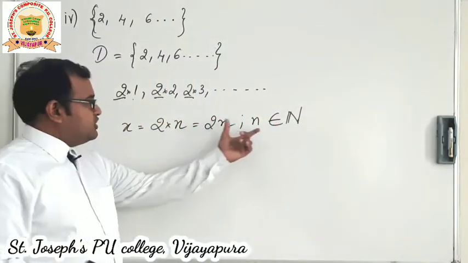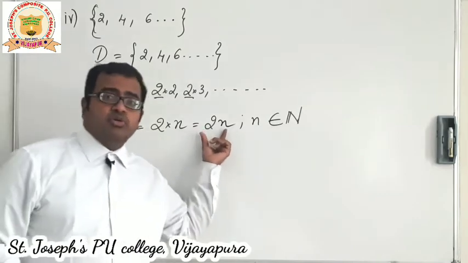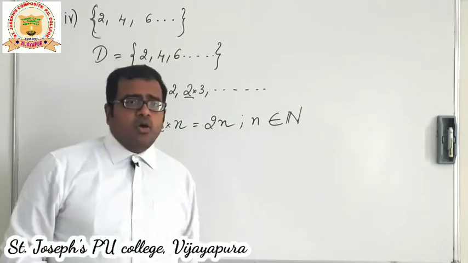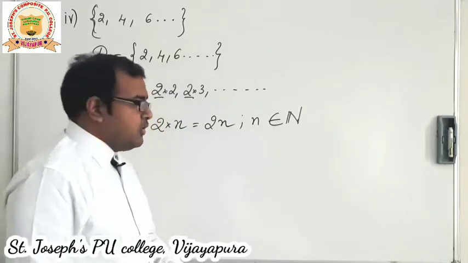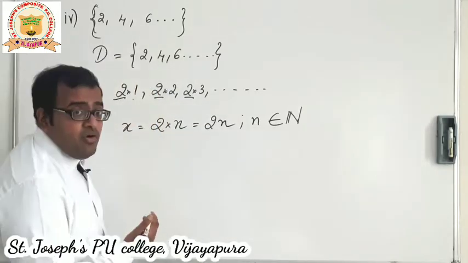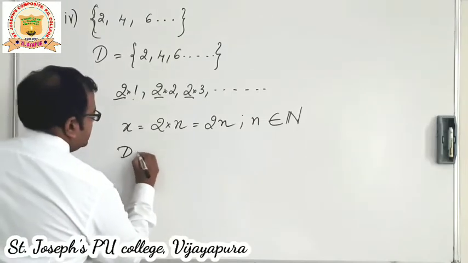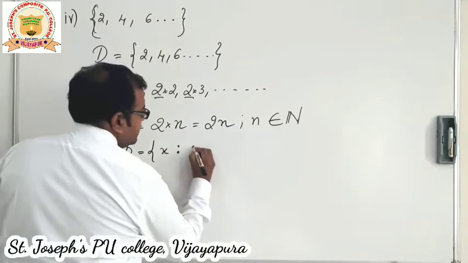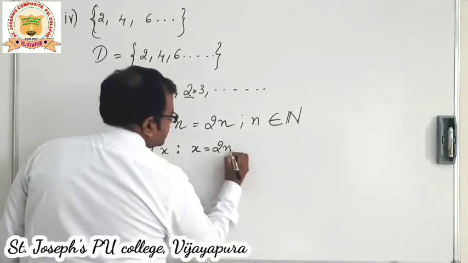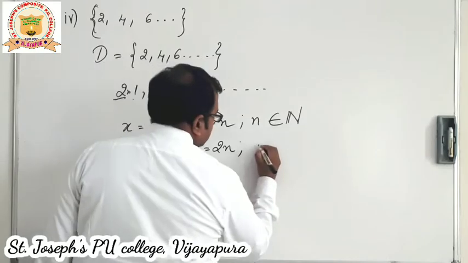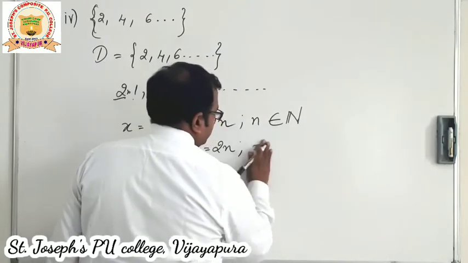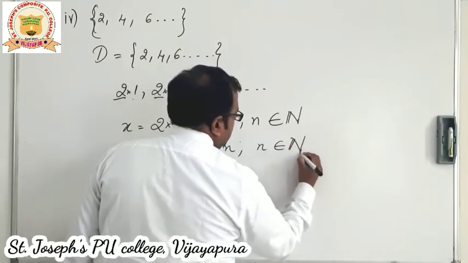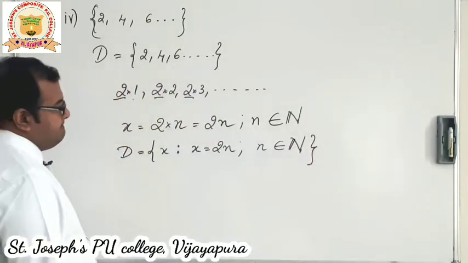So just 2 conditions. What is that? It should be written in the form 2 into n without any remainder, and n is always a natural number. How to put it in set builder form? D is a set of all x such that x can be written as 2 into n and n belongs to natural numbers.